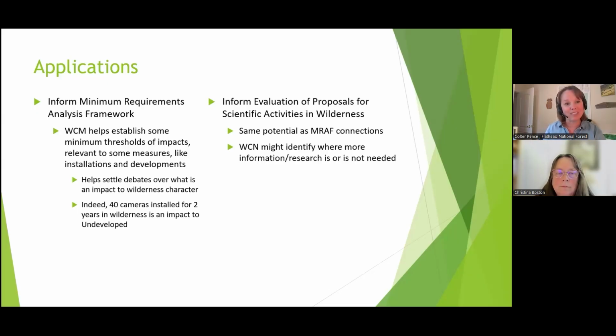The original supposition was there's no impact to the undeveloped quality. Well, we would count that as an element for one of the measures in wilderness character monitoring. So it takes away any argument that someone might try to make that there's no impact to the undeveloped quality there. We will count it. So that helps me get out of a debate with somebody on that one.